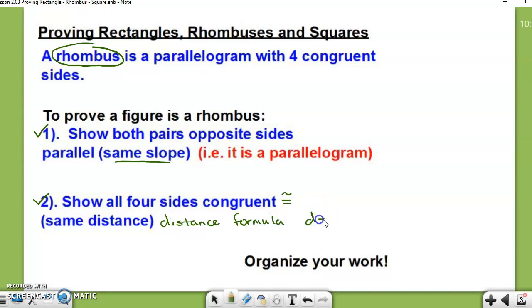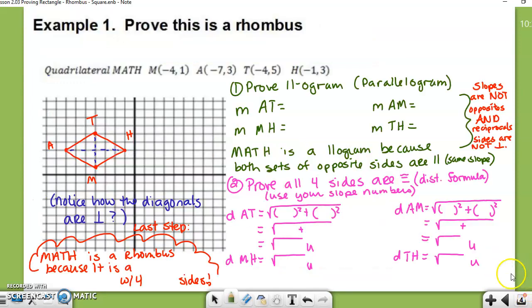Remember, our distance formula is the square root of, I like to write it because we use our slopes in so many other things, our run squared plus our rise squared, square root of that. And it really doesn't matter. I could do my rise squared plus my run squared. Very important to organize your work though.